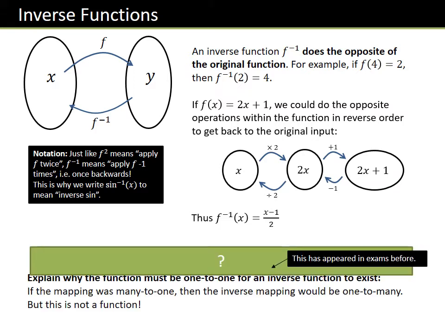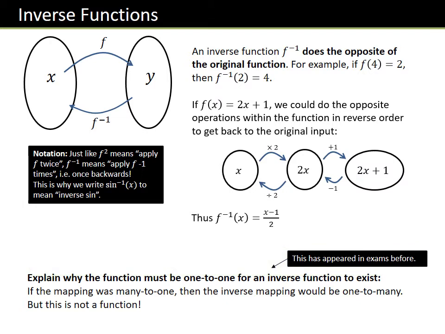So this has appeared in the exam before: why the function must be 1 to 1 for an inverse function to exist. So have a few seconds of thinking about 1 to many and many to 1, and then we'll look at the answer. Okay, so if the mapping was many to 1, then the inverse mapping would be 1 to many. And 1 to many is not a function. Therefore, it must be 1 to 1 for an inverse function to exist.